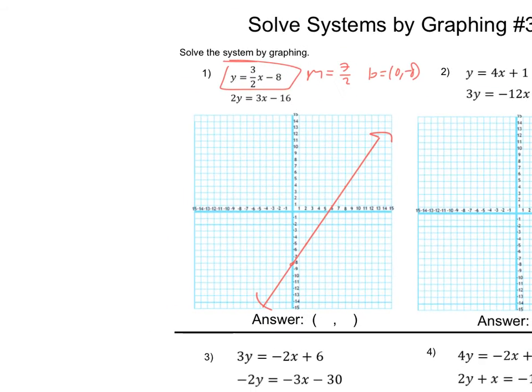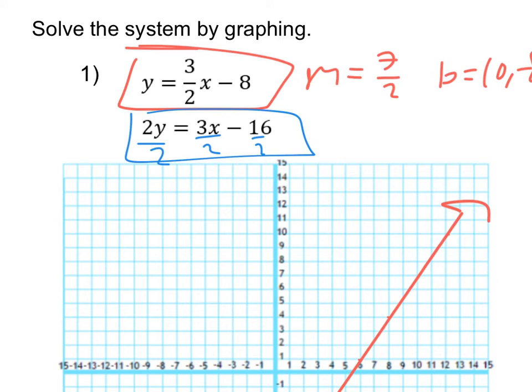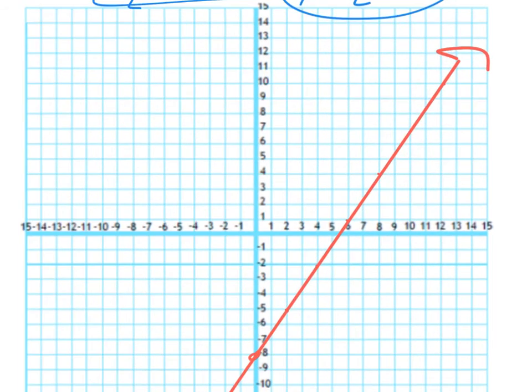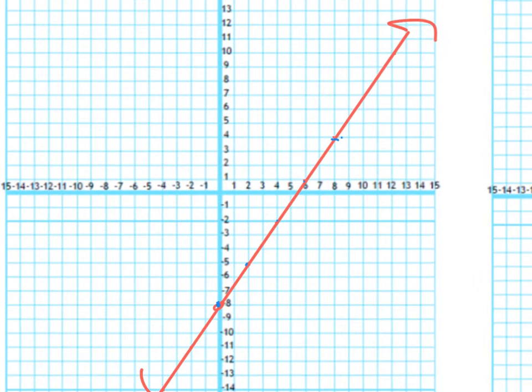Take a look at that second equation now. A lot of them on this worksheet you have to do this. But take a look. It says 2y equals 3x minus 16. So what do we have to do, gang? We got to divide everything by 2, right? And when I do that, I get y equals 3 over 2x minus 8. Seems kind of familiar from what I had up there, doesn't it? Same actual points and everything. So negative 8 is my y-intercept. Up 3, right 2, up 3, right 2, up 3, right 2. I get all those same points.